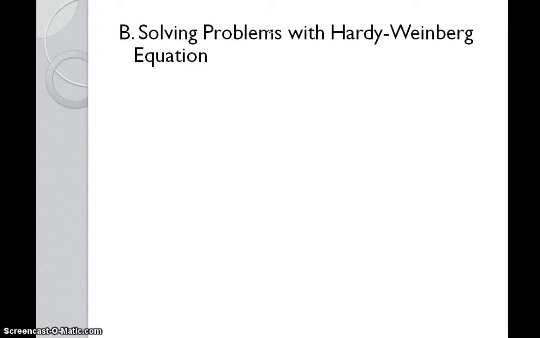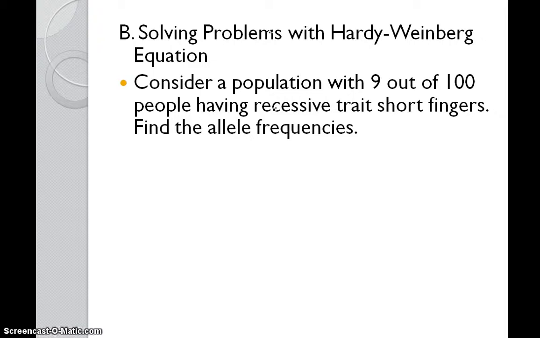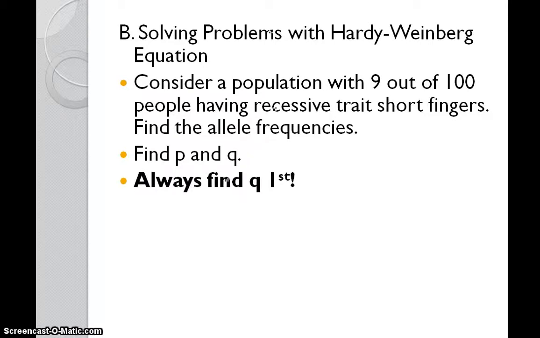Let's go ahead and take a look at solving some problems with the Hardy-Weinberg equation. Let's consider a population where 9 out of 100 people have a recessive trait for short fingers. In this problem, we first want to find the allele frequencies. What that means is we want to find p and q. Allele frequencies correspond to p and q. When we are finding allele frequencies, we always want to find q first. That is the easier one to find. You should always start with q.